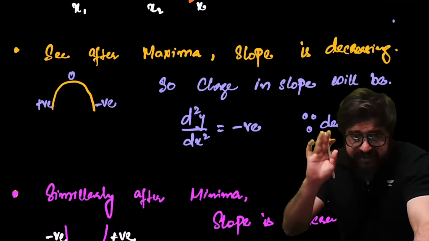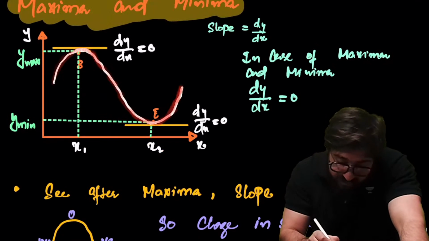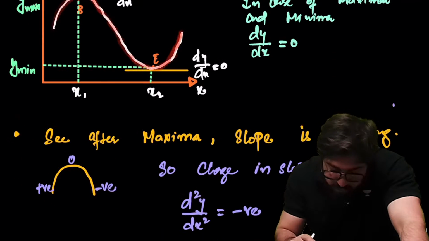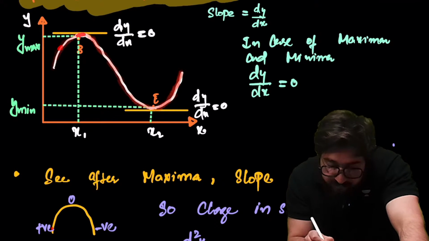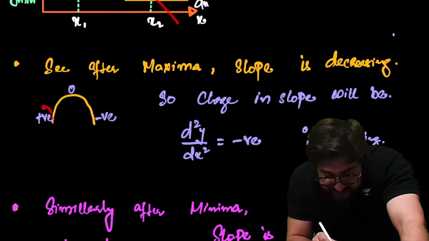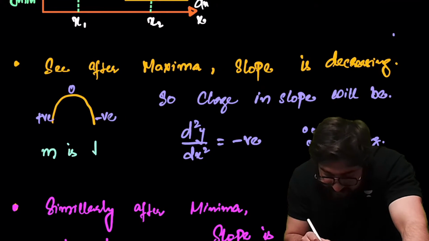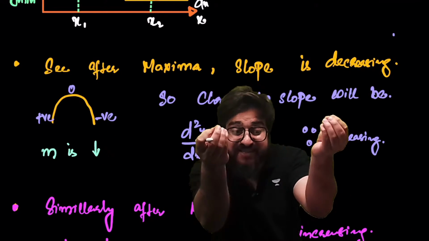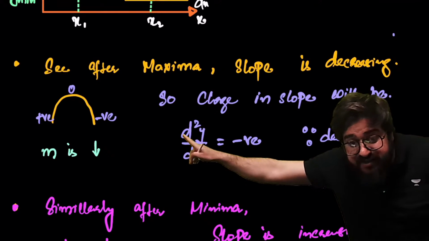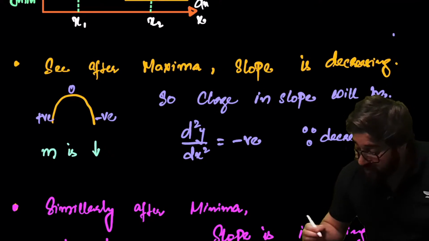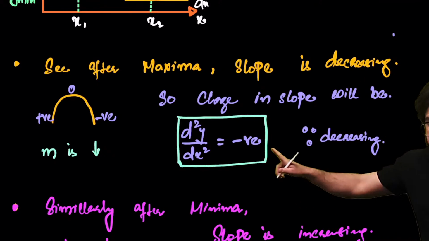Can you tell me in this particular case that initially slope is positive? Already discussed: draw a line over here which makes less than 90 degrees, so slope initially is positive. Slope at this point is 0. Slope at this point will be negative. So it is positive, 0, negative. Can I say in this case that m is decreasing? Slope in case of maxima is decreasing? Yes, sir. So if slope is decreasing, we say d2y by dx2, the double differentiation at maxima, will be negative.